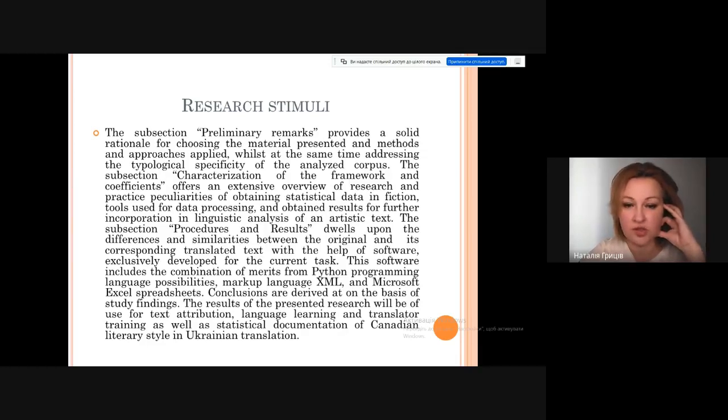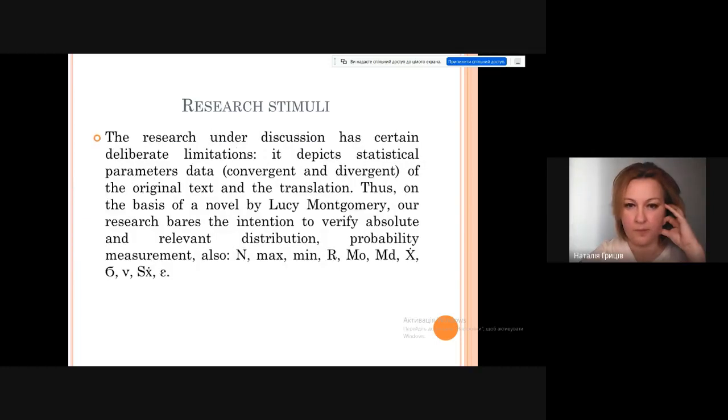The subsection procedures and results dwells on the differences and similarities between the original and its corresponding translated text with the help of software exclusively developed for the current work. Conclusions are derived on the basis of study findings. The results of the presented research will be of use for text attribution, language learning, and translator training, as well as statistical documentation of Canadian literary style in Ukrainian translation, which has never been done before.